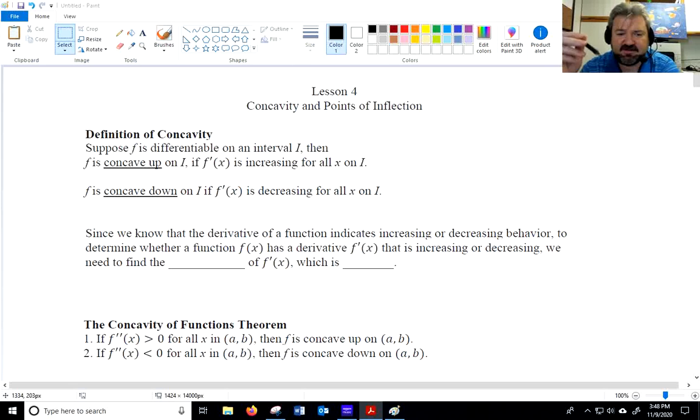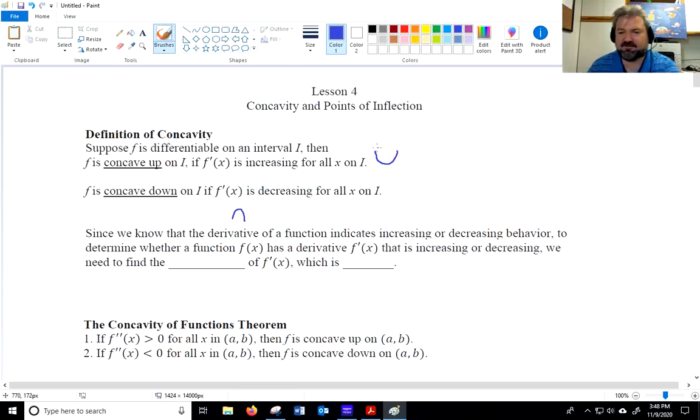I oftentimes think of concavity, and instead of concave, I might say cuppy uppy or cuppy downy, because that's exactly what it looks like. It looks like a cup. So when you are concave down, you appear to be cupped downward. And when you are concave, well, I guess I put that in the wrong spot. This would be concave down there, and then concave up is up here.